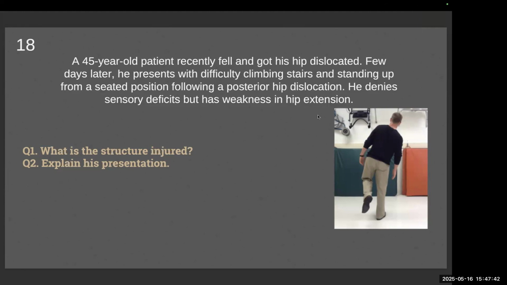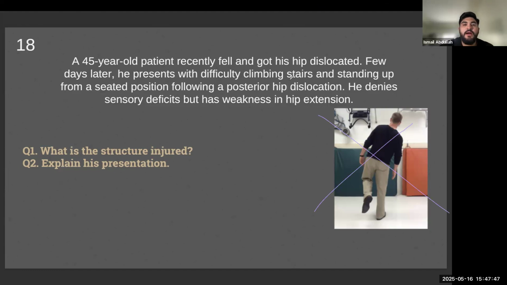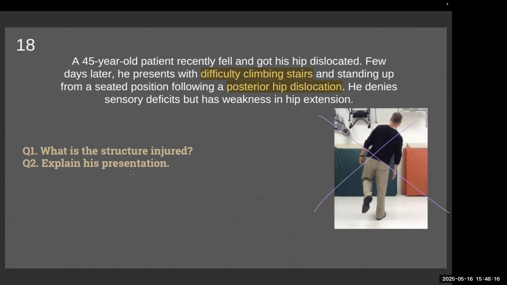I think it's the inferior gluteal nerve. Inferior gluteal nerve, correct. Because, what's your keyword? Hip dislocation and difficulty climbing stairs. Yes, difficulty climbing stairs and even standing up from a seated position. Also, due to the posterior hip dislocation, these are all indicators that the patient had inferior gluteal nerve damage. But why is he having difficulty climbing stairs or even standing up? Because the gluteus maximus is weak or paralyzed. Yeah, that's correct.